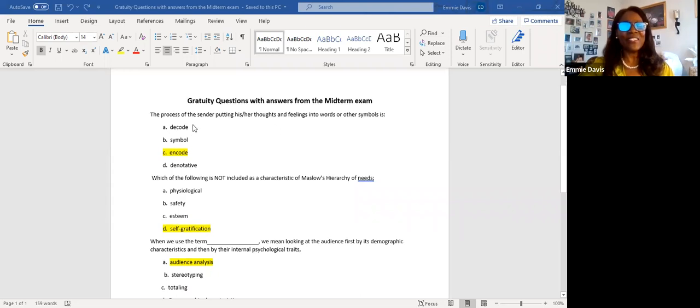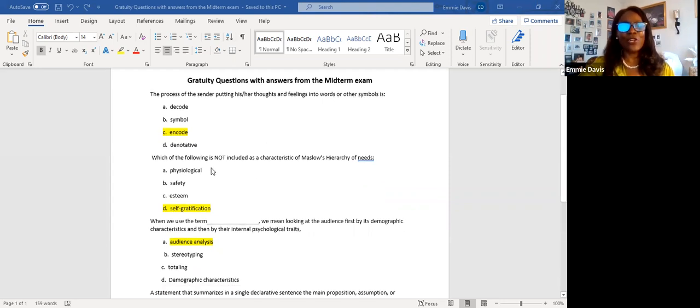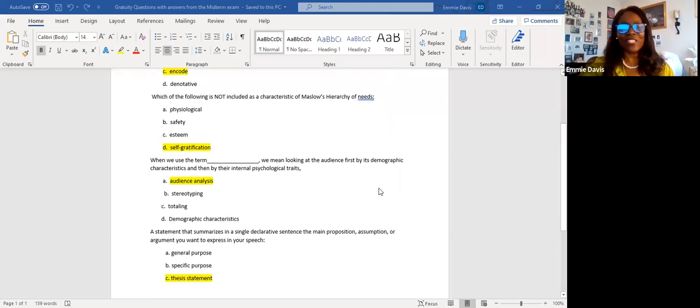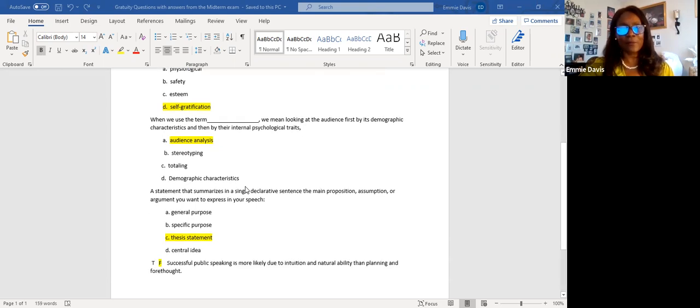So here, the process of the sender putting his or her thoughts and feelings into words or other symbols is called encoding, okay? Encode is the correct answer. Which of the following is not included as a characteristic of Maslow's hierarchy of needs? That would be self-gratification. That is your answer right there, self-gratification. When we use the term blank, we mean looking at the audience first by its demographic characteristics and by their internal psychological traits, that is audience analysis.